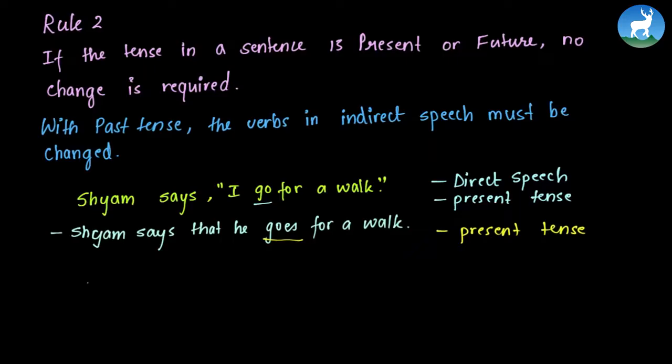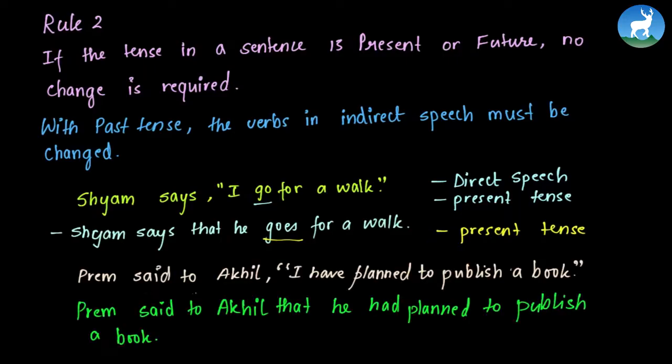Now let's see another example. Prem said to Akhil, I have planned to publish a book. This sentence is in direct speech and the verb used is in present tense. When we convert the sentence to indirect speech, it becomes Prem said to Akhil that he had planned to publish a book. So here we have used the past tense.